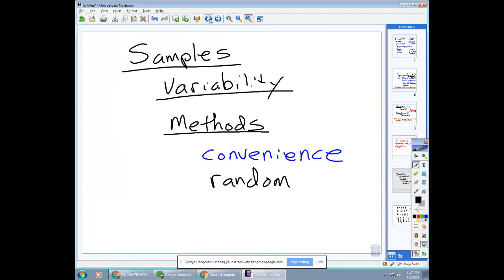All right, so random sample. There are different kinds of random samples, though. There's one that's called a simple random sample.